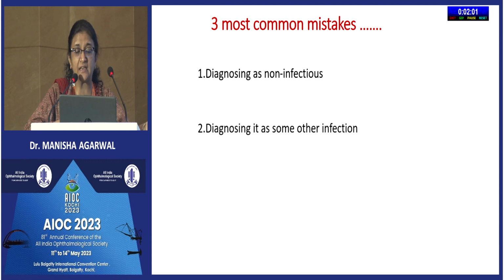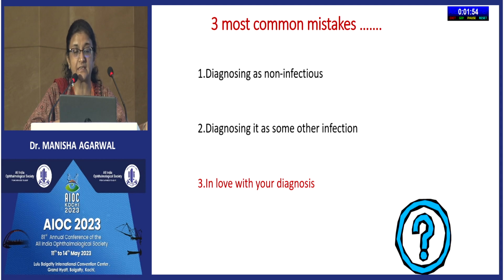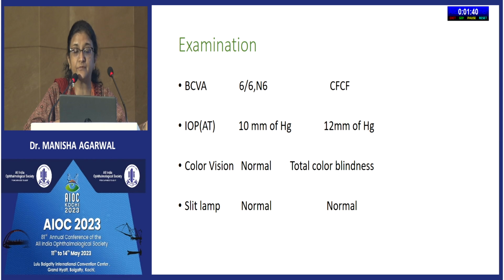Now coming to the last mistake, and that is falling in love with your diagnosis. So let me again give you a very interesting case example which will beautifully prove this. So this is a 21-year-old girl, sudden painful diminution of vision in the left eye for last 10 days, evening rise of fever, cough, weakness, typhoid fever 2 months back. The vision in the left eye is counting fingers close to face.